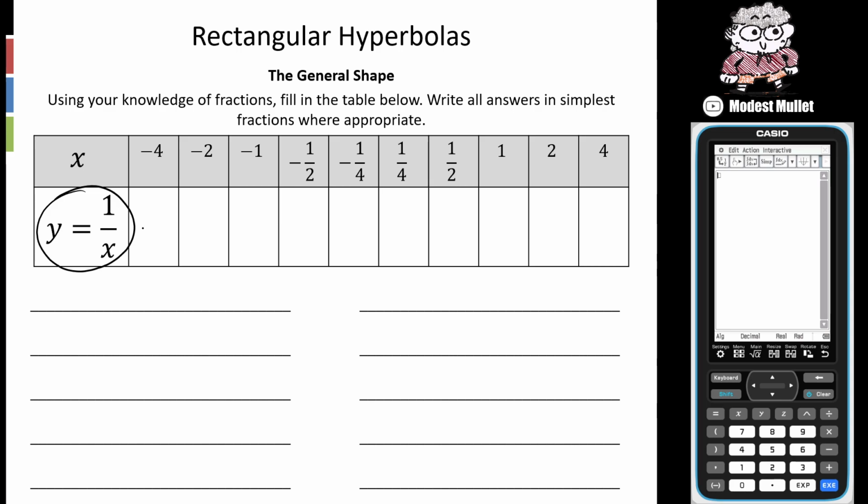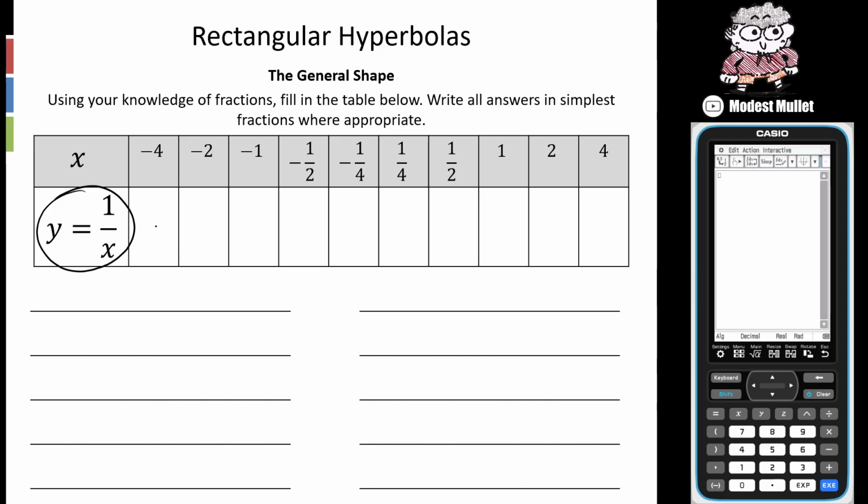We have the equation y equals 1 on x. What I want you to do is pause the video in a second and fill out this table just to practice your fraction skills. And then after you have done that, come back and check if your answers match mine. So pause now.